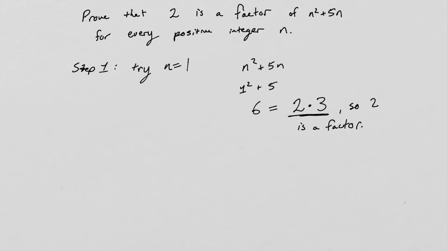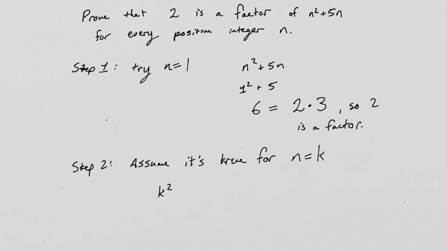Okay, so step 2. Assume it's true for n equals k. Well, then that means k squared plus 5k is equal to 2 times something. So we're going to have to create a new letter. We'll give it 2 times p, so that can match up with your textbook. So k squared plus 5k is equal to 2p, where p is an integer.